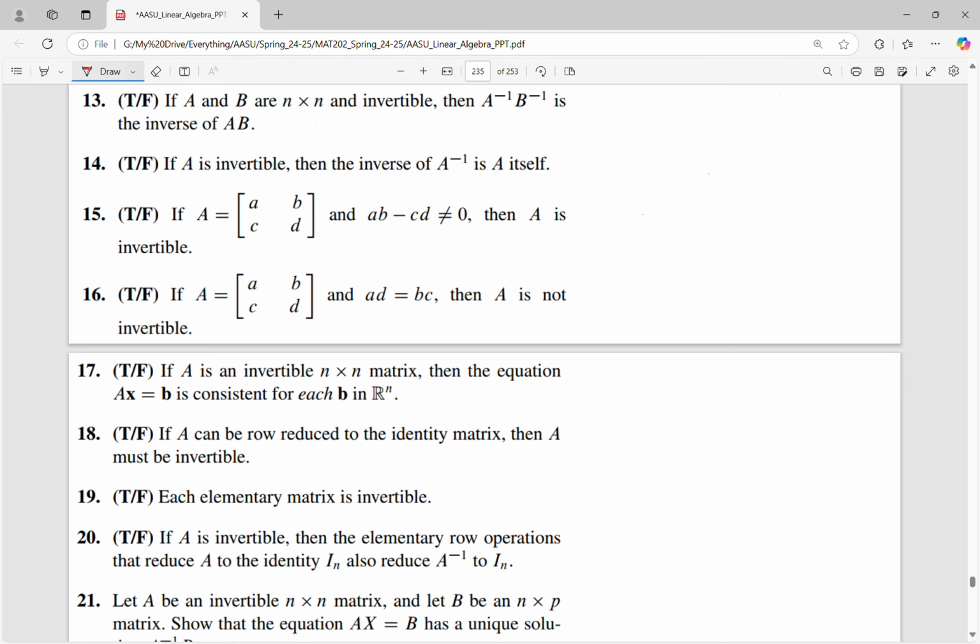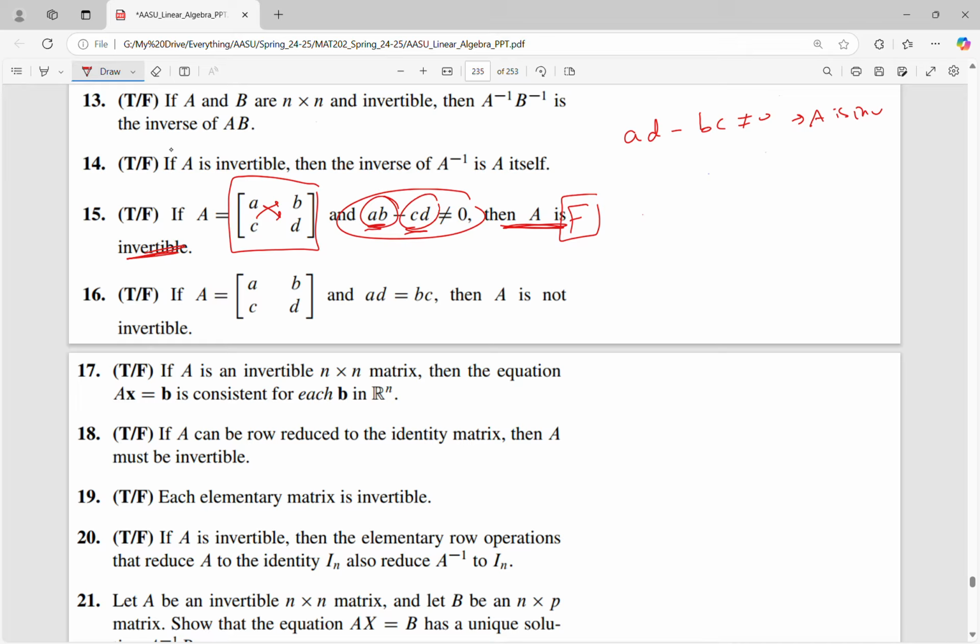If we have a 2 by 2 matrix, and AB minus CD is not 0, then A is invertible. What do you think? Okay, false or true? This is false. Why? If AD minus BC was not 0, then the matrix would be invertible. But look here, it's AB minus CD. It's wrong. It should be AD minus BC.